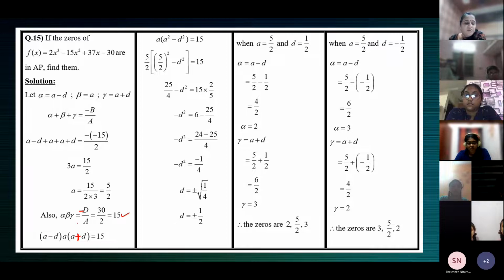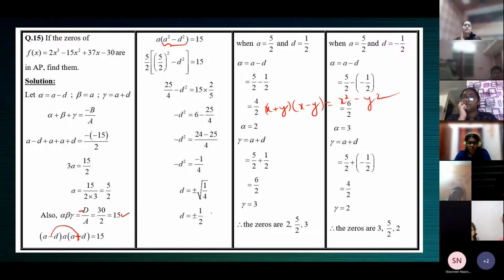So you know what is a minus d into a plus d? A minus d into a plus d is like x minus y into x plus y. The identity: x plus y into x minus y, 8th standard, is equal to x square minus y square. So a minus d into a plus d is a square minus d square, and this into a here.